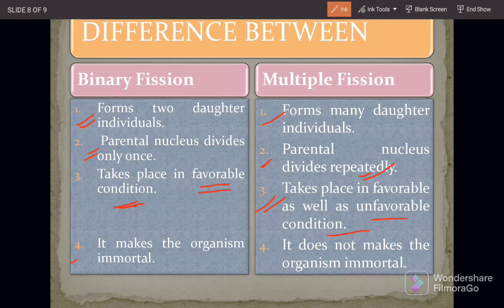The fourth and last point: binary fission makes the organism immortal. Immortal means not dying. The parent cell divides and two daughter cells are produced, so it makes the organism immortal. Whereas multiple fission does not make the organism immortal. The offspring produced through multiple fission are not immortal. So these are a few points of difference between binary fission and multiple fission.